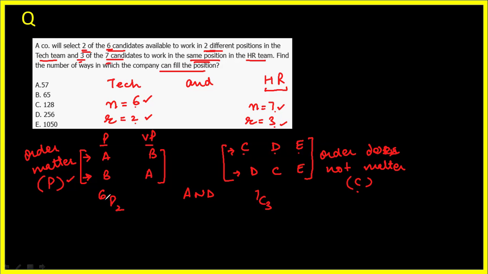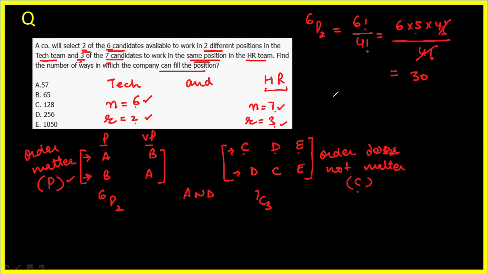Let's calculate 6P2. Apply the formula: n factorial, which is 6 factorial, divided by (n minus r) factorial, that is 4 factorial. 6 factorial can be written as 6 into 5 into 4 factorial, divided by 4 factorial. 4 factorial gets cancelled out. What remains is 6 times 5, that is 30. We have just used the simple formula for permutation.